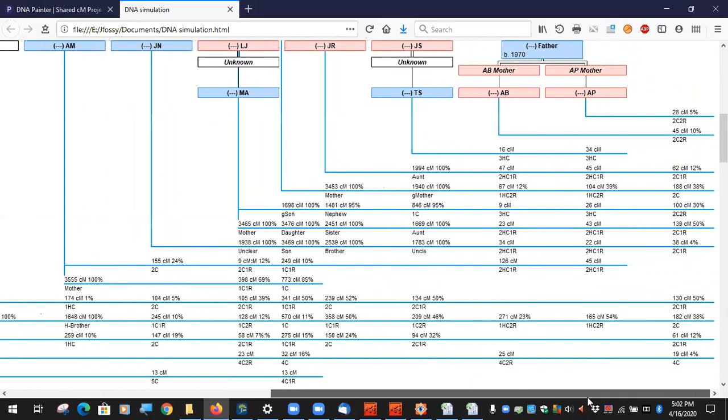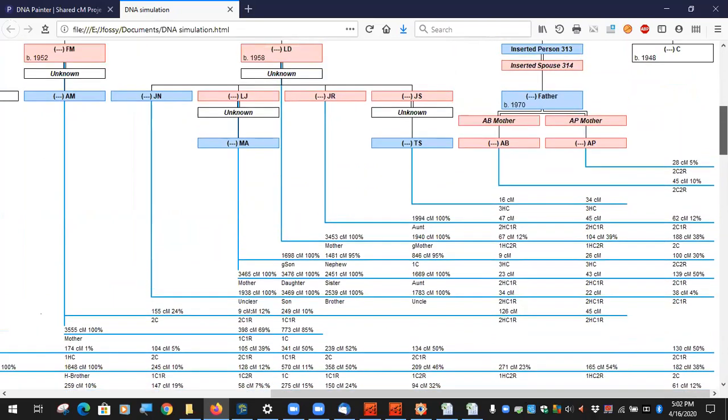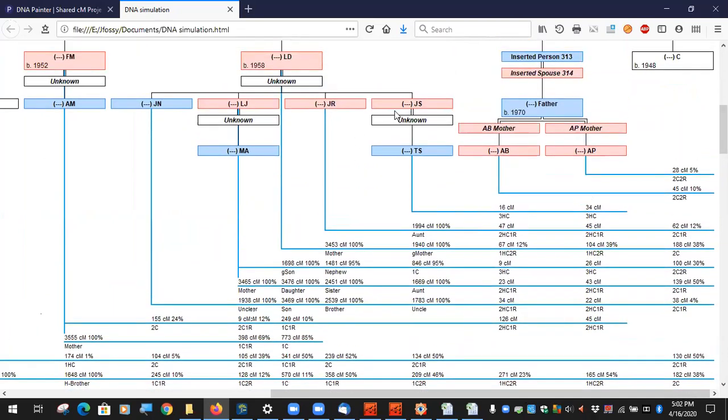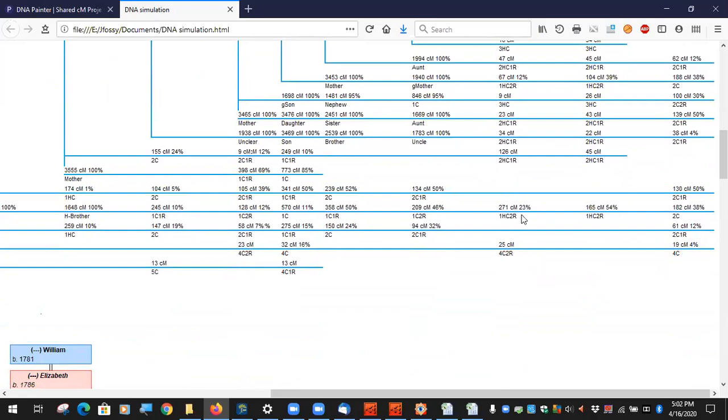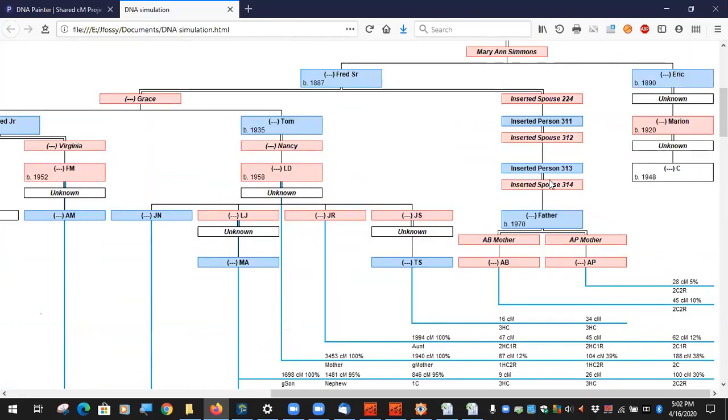And then all these values are still the same. These are the same recorded values from the DNA matches, and it said, okay, TS to AB is 16, would be a third half cousin, AP third half cousin, JN over here, second half cousin once removed, on down 271, half first cousin twice removed. So that's one possibility.